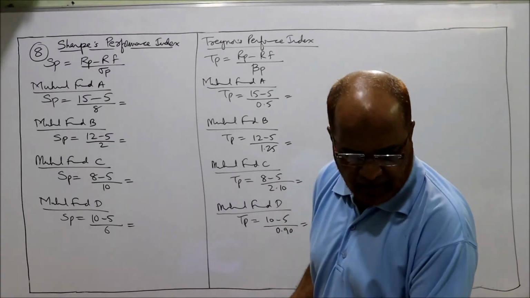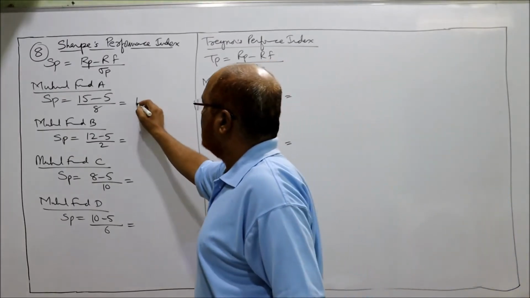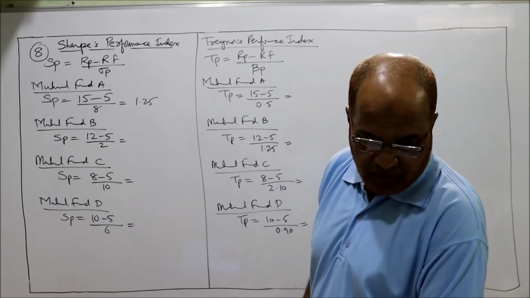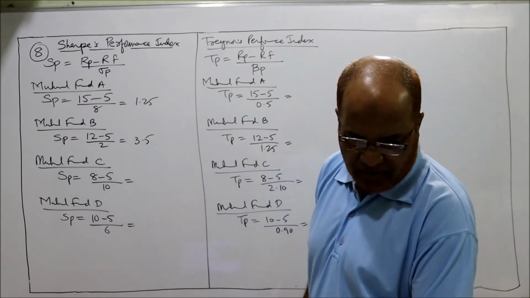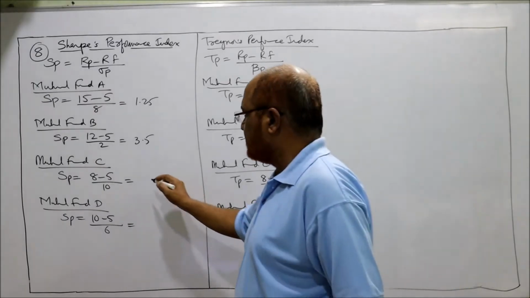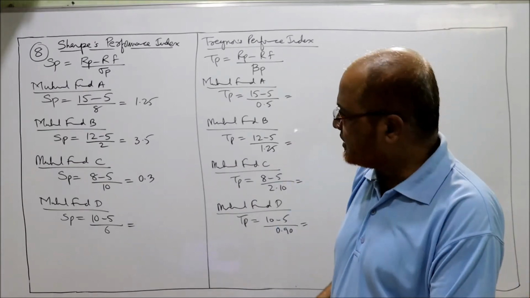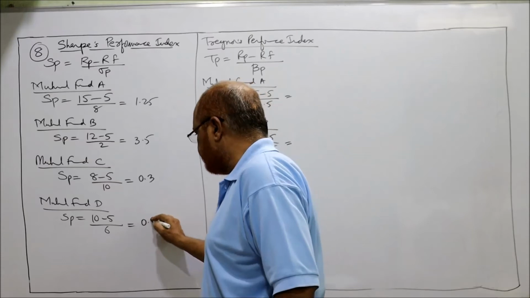Now we'll calculate the values. 8 minus 5 divided by 1.25. Here it is 1.25. 12 minus 5 divided by 2, that is 3.5. 8 minus 5 divided by 10, it is 0.3. Then 10 minus 5 divided by 6, 0.833.